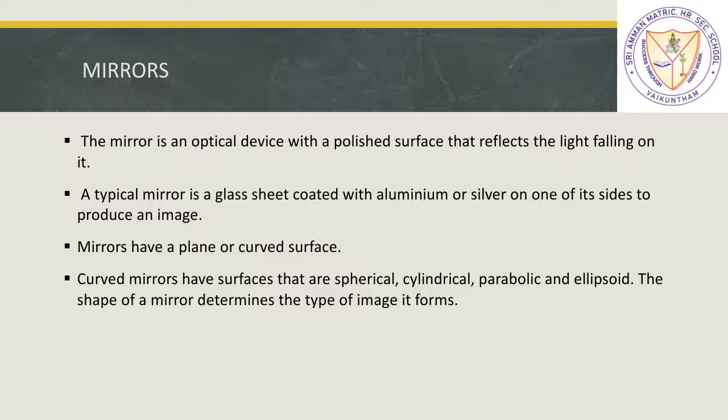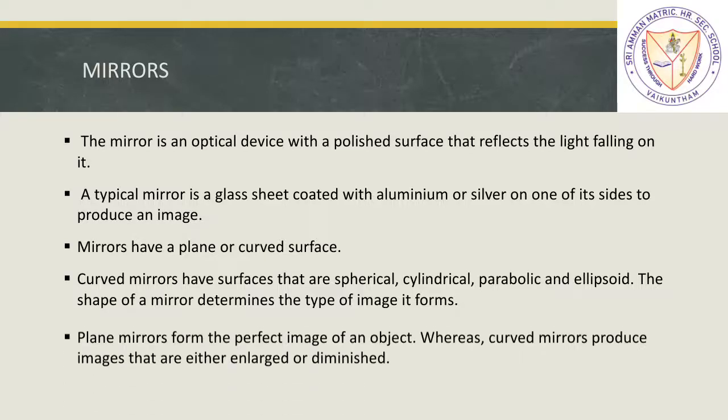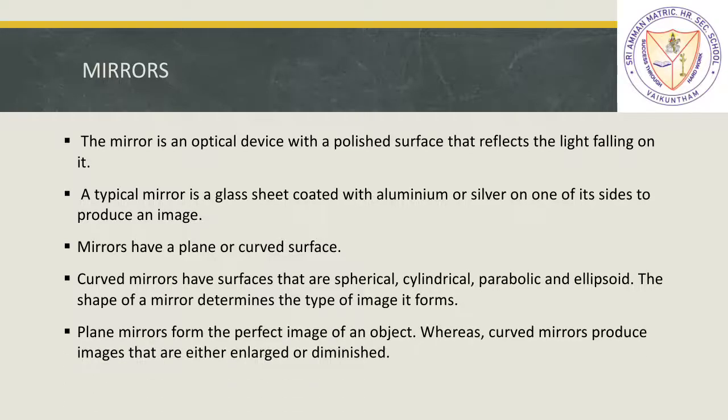Okay, the shape of the mirror determines the type of image it forms. So, what kind of surface do we have? The image formation will depend upon the nature of the reflecting surface. In detail, we will learn about this in the future classes. Plane mirrors form the perfect image of an object. That is your dressing table mirror. Whenever you look into a normal plane mirror, what happens? You can see yourself as it is, right? So it forms a perfect image of the object.